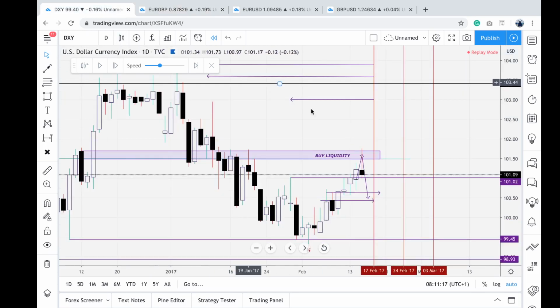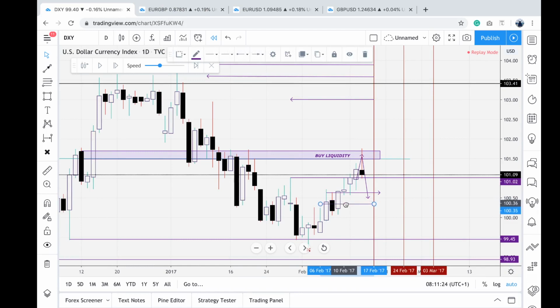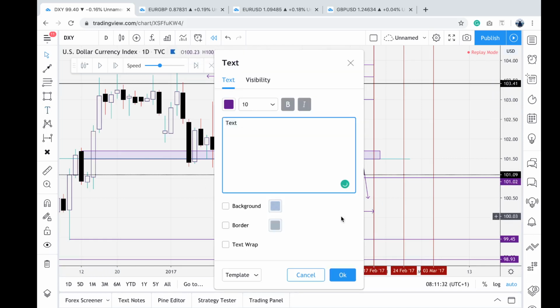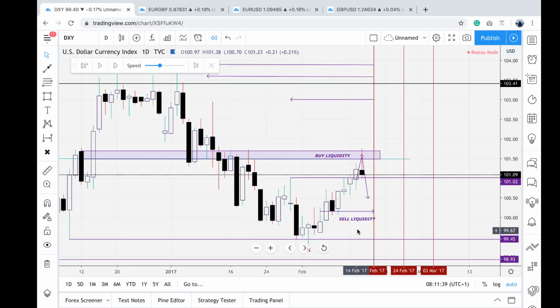DXY. So now we've gotten our high of the week. The next thing we need to do is find our sell side target that price could reach for. There's sell liquidity in the form of this candlestick, sell liquidity of that level. We got our level precisely, so no need of this level. Sell liquidity of that level.